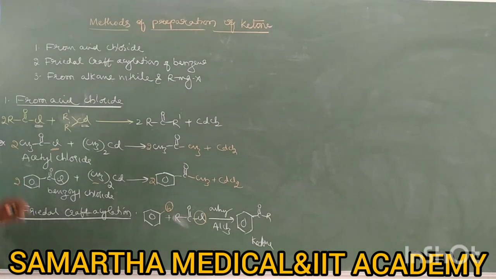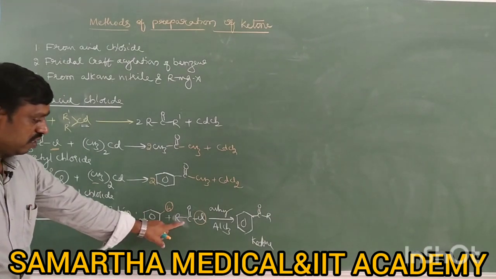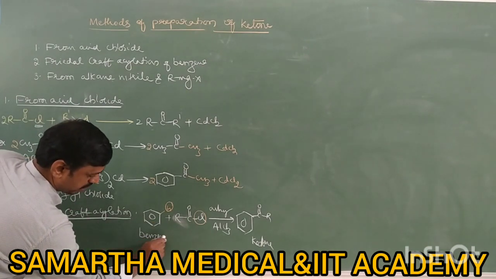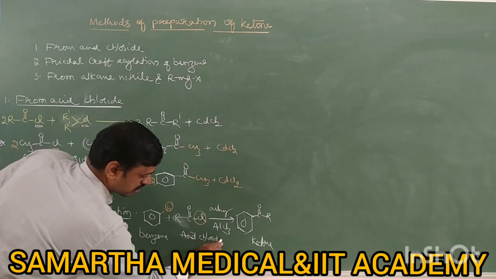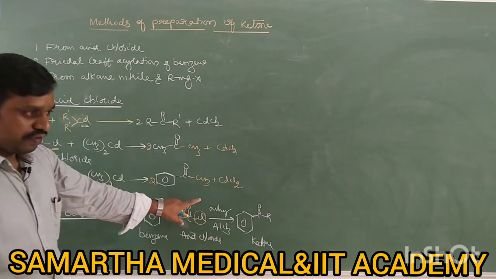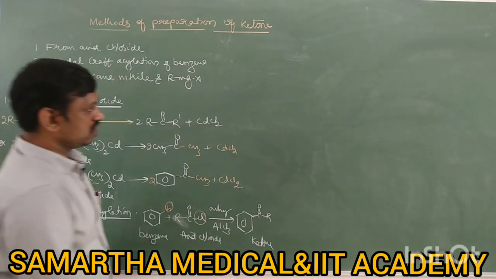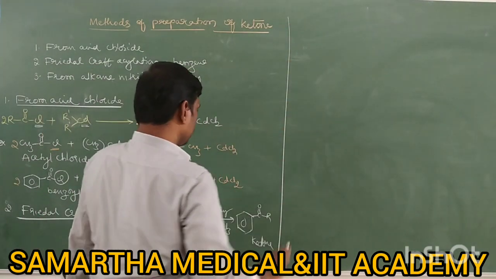Therefore, what is the Friedel-Crafts acylation? Friedel-Crafts acylation is when benzene and benzene derivatives react with acid chloride in the presence of anhydrous AlCl3, or else you can take any Lewis acid, to form the corresponding ketones. So this is the general reaction. Even you can take a particular example also.